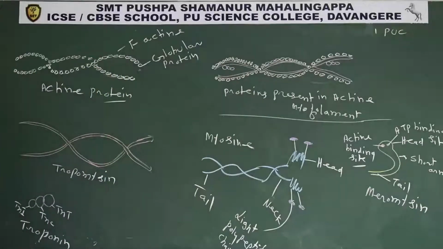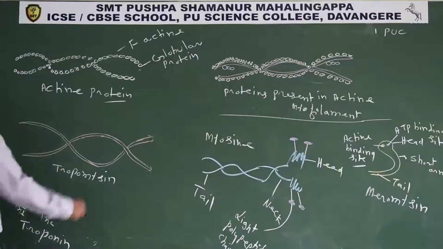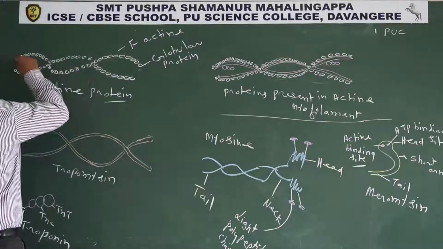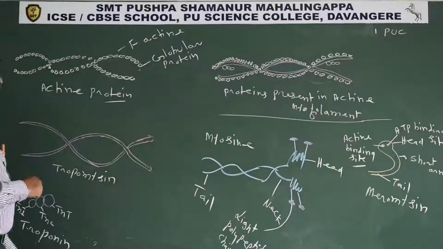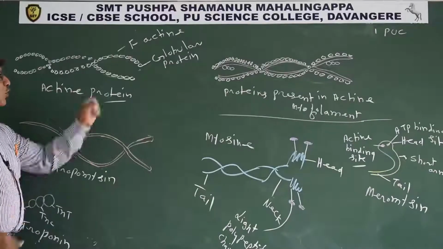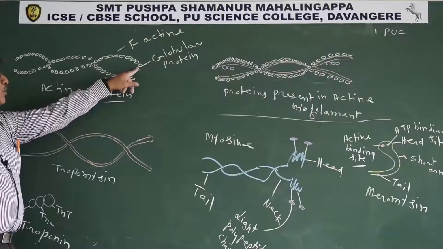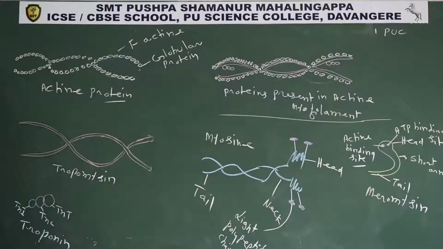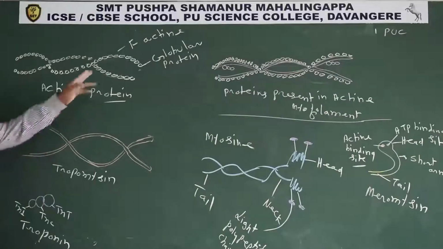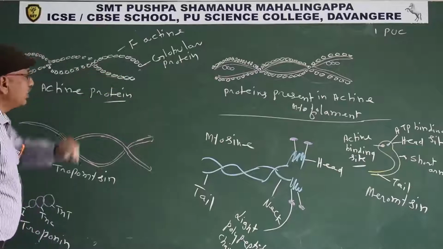Three proteins are present in the actin filament: actin protein, tropomyosin protein, troponin protein. Actin protein contains two filamentous actins. It is one filamentous actin, it is another filamentous actin. Each filamentous actin is a polymer containing several monomers. This monomer is a globular protein, a spherical protein. Next one is tropomyosin. Tropomyosin contains two filamentous strands. The two filamentous strands of tropomyosin attach to actin protein throughout the length.